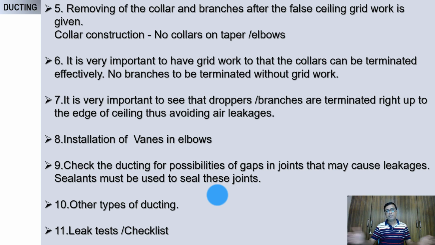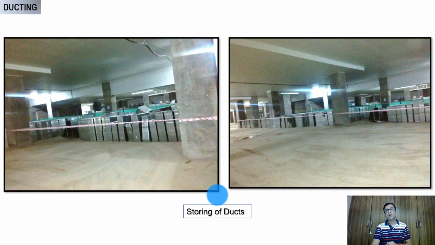It is important, as I said, that the droppers of branches are terminated right at the end of the ceiling. Whenever there are elbows, we have to ensure that vents are there. Vents will guide the flow. Otherwise, there is a lot of disturbance, and again we'll have pressure drop, and the air will not reach the places. You have to see that all the duct joints are sealed with sealant, and we have to do a proper leak test.